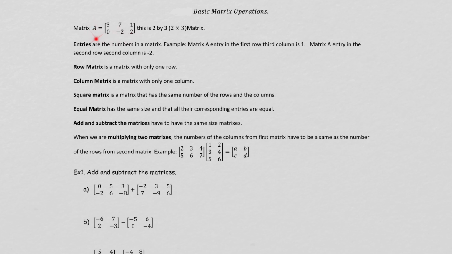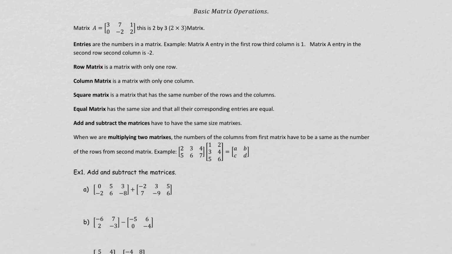So this matrix A, we're looking at as 2 rows with 3 columns. So it's a 2 by 3 matrix. And when it says entries, entry means they're talking about each element. This is going to be entries.